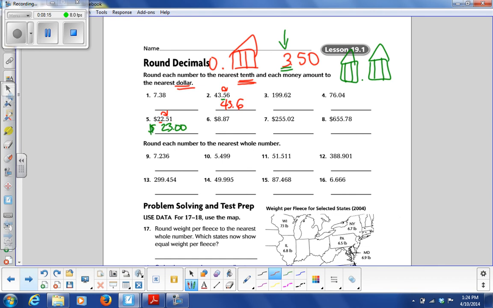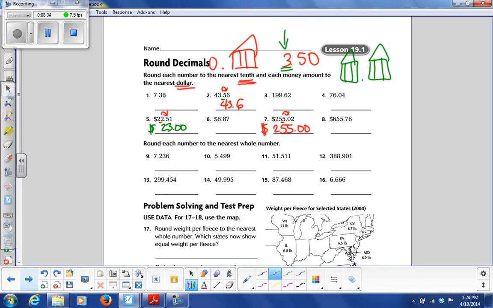Okay, 255.02. Start here at the dollars, which is the 5. I'm going to go next door to the 0, which is less than 5, so I'm going to leave the 5 alone. So it'll be $255. Don't forget your money sign, because we're working with money right now.